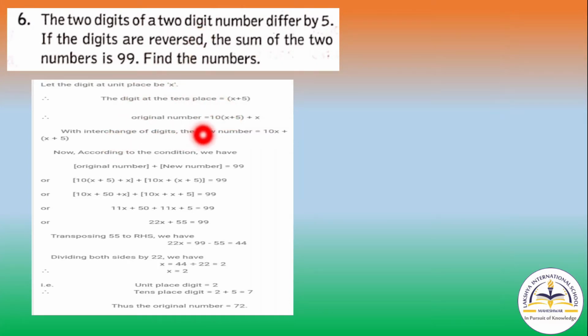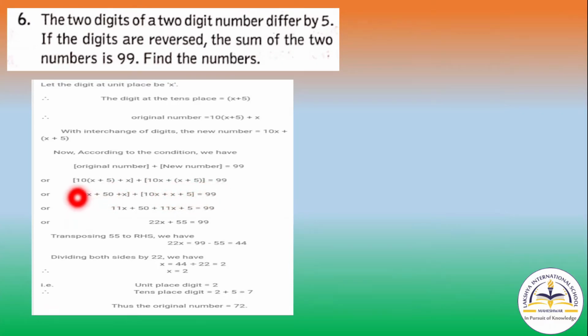Now the original number equals 10 times x plus 5, plus x. With the interchange of digits, the new number is 10x plus x plus 5. Now according to the condition, the original number plus the new number equals 99, because the sum of the two numbers is given as 99. The original number is 10(x plus 5) plus x, and the new one is 10x plus x plus 5, equals 99.